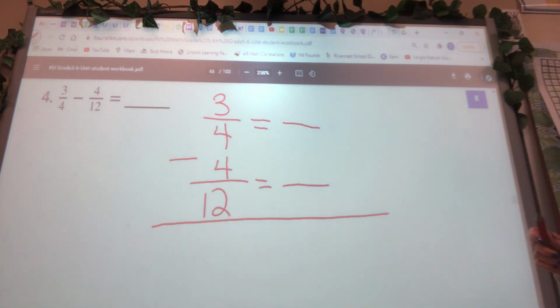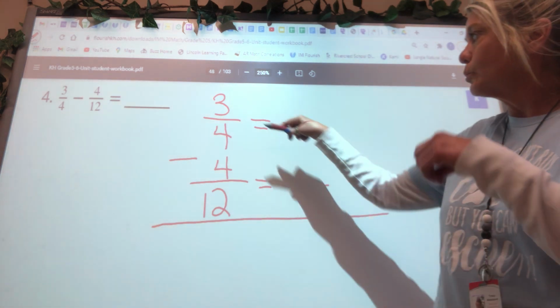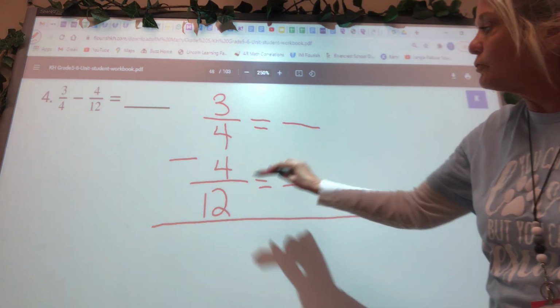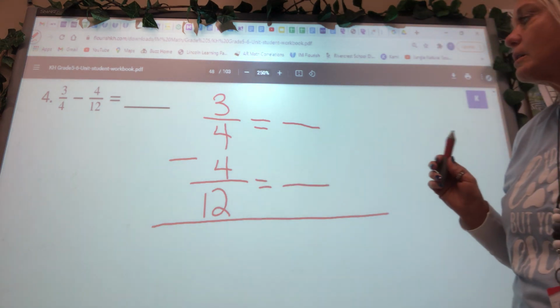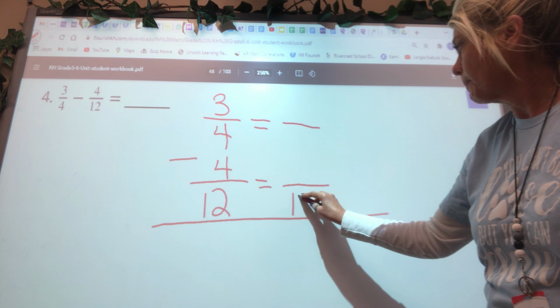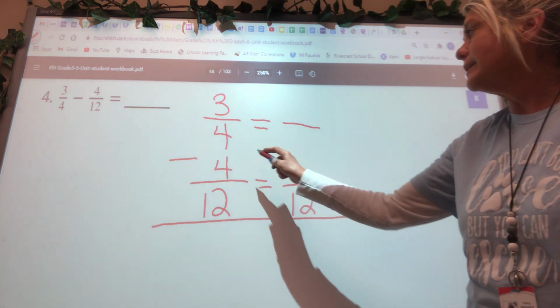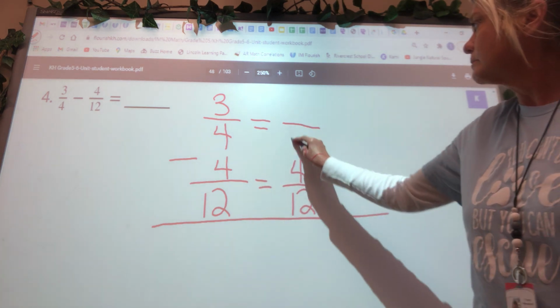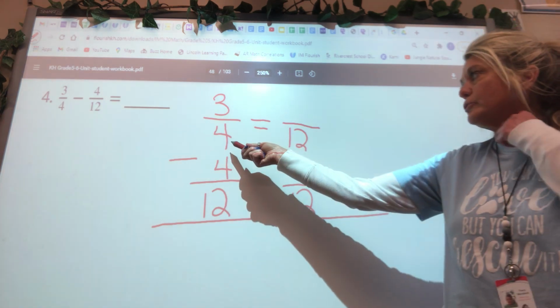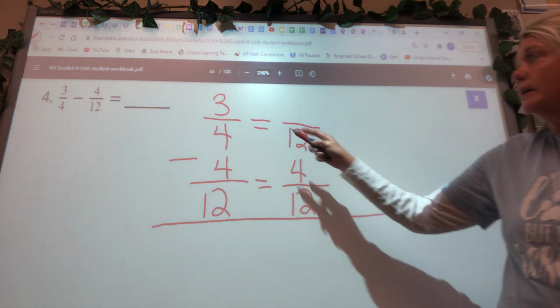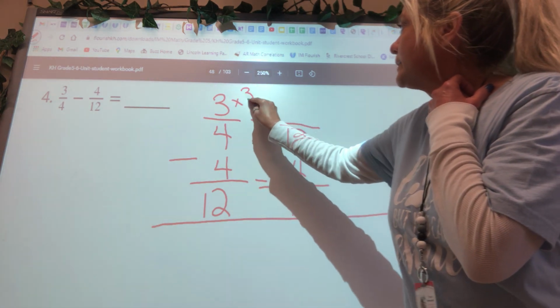Okay, we need a common denominator. Always start with the smallest one, see if it goes into both. Will 4 go into 4? Yes. Will 4 go into 12? Yes. So what's our common denominator? You better not say 4. It's 12. This one's already in 12, so we keep it. What would I have to do to 4 to get 12? Times 3. And if I do it there, I have to do it here. 9.